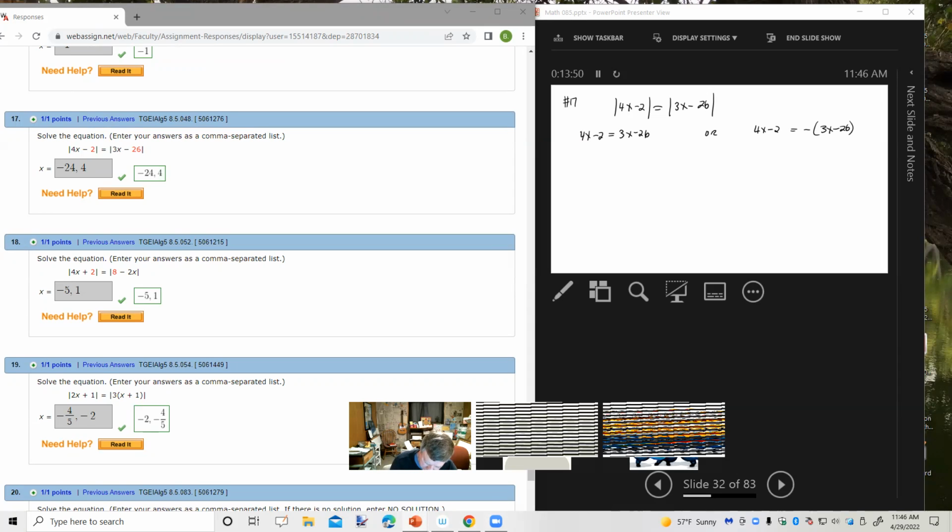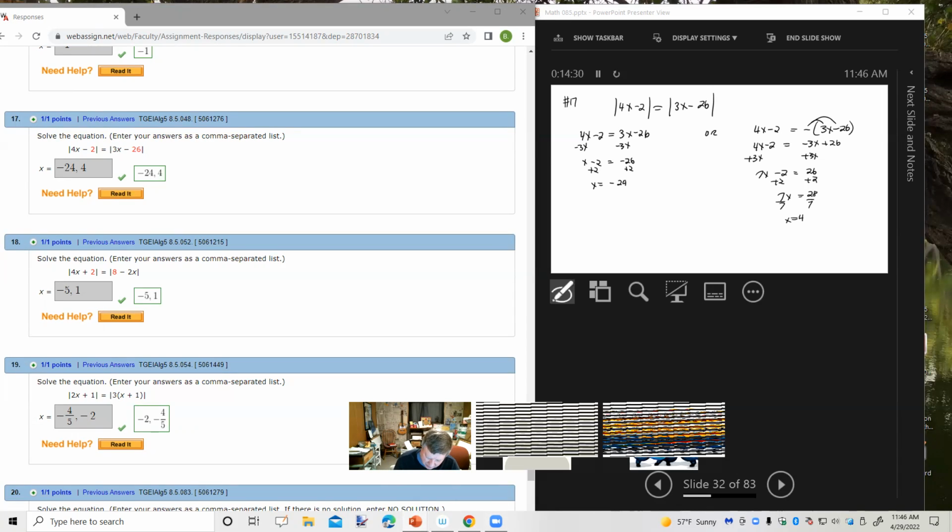All right, so now to solve the first one, we'll subtract 3x from both sides and add 2 to both sides. The second one, we'll distribute the subtraction sign. Then we'll add 3x to both sides. Add 2 to both sides. Divide by 7. So we get x is negative 24 and x is 4.